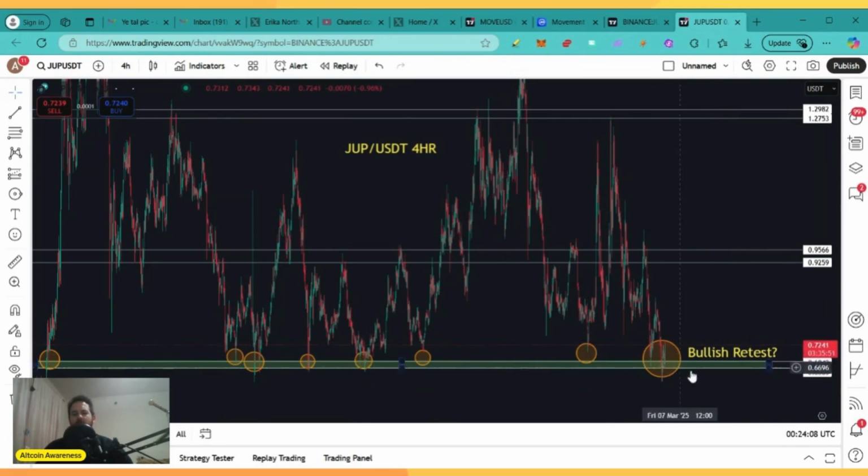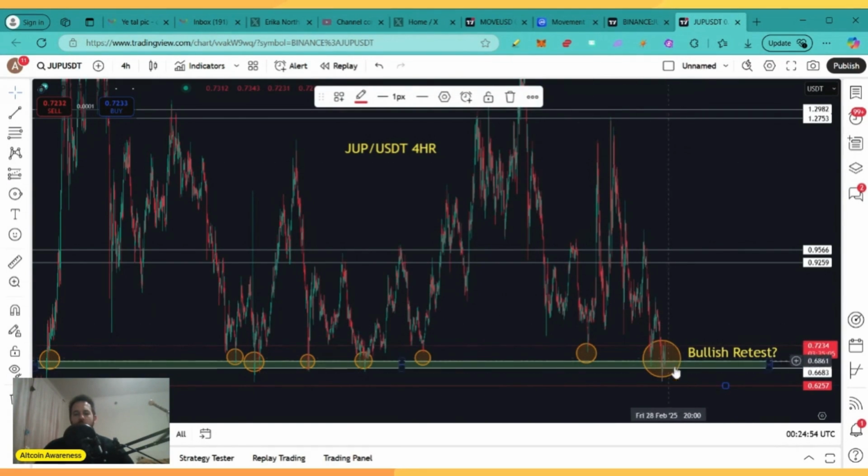What I am doing with this is I am trying to accumulate as much Jupiter as I can, as close as I can to this support that's ranging between 66 cents and 68 cents. And I have a stop loss right below this previous low that we saw February 23rd of 2025. I set up my stop loss somewhere around this area.